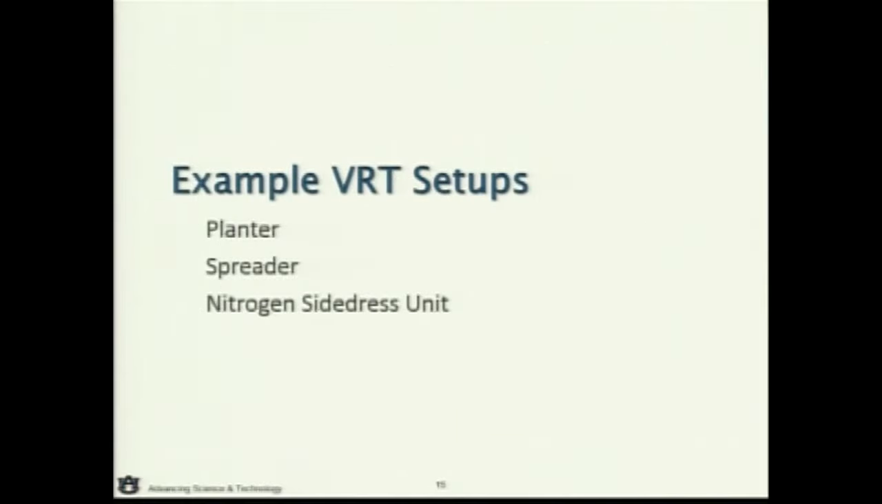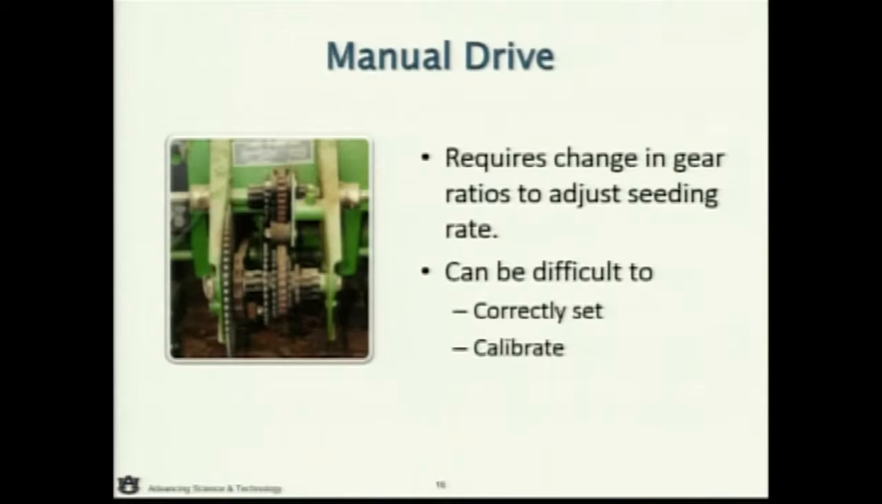Just some examples today, Mark, giving everyone, we'll start with planters. We think back to the days of the manual drives. You've got basically a transmission that sits at the center of the planter. You've got to go out and adjust that transmission based on the crop and your desired target rate. You normally will get out the operator's manual, and they'll have tables that say, hey, for this rate, you need to be in this gear transmission based on the seed plate or meter that you've got. Very difficult to correctly set, and very difficult to calibrate.